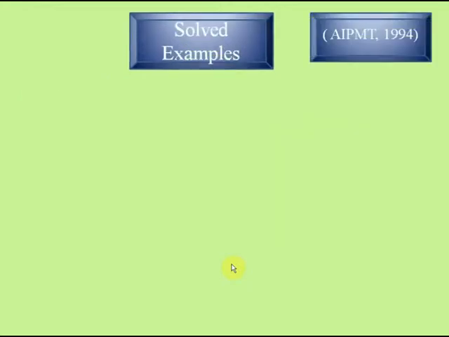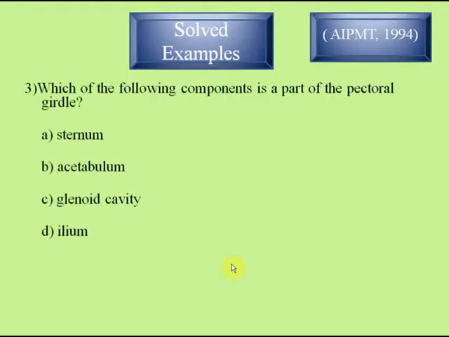Now, next question from AIPMT 1994, and the question is, which of the following components is a part of the pectoral girdle? And the options are sternum, acetabulum, glenoid cavity or ilium. The right answer is glenoid cavity, that is C.